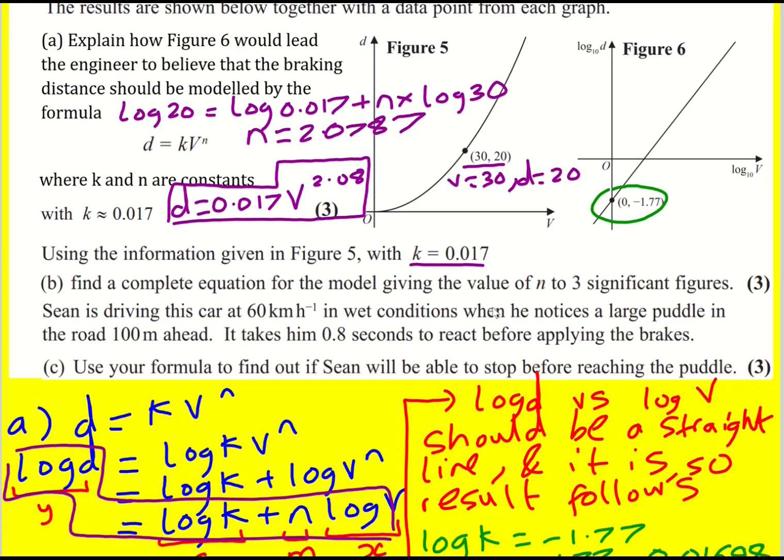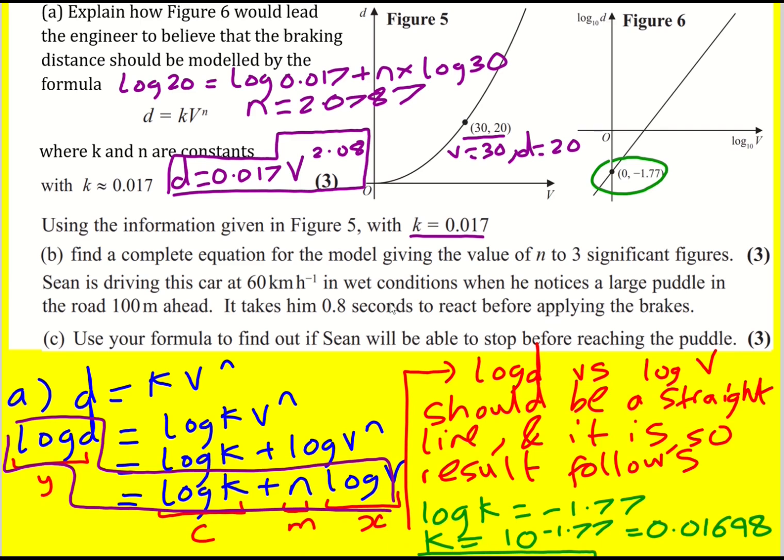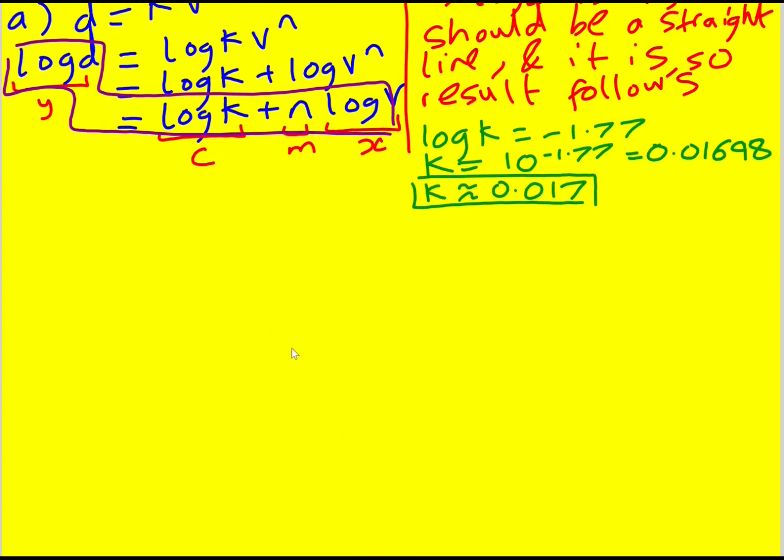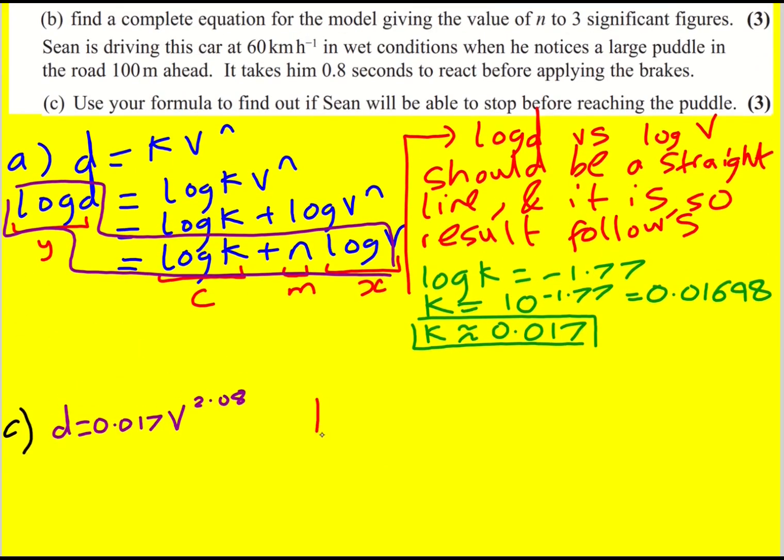Finally, we're told that Sean is driving this car at 60 kilometers per hour in wet conditions when he notices a large puddle in the road 100 meters ahead. It takes him 0.8 seconds to react before applying the brakes. Use the formula to find if Sean will be able to stop before reaching the puddle. So this is our formula. This is actually the braking distance. And there's also a thinking distance for when his reactions essentially from seeing the puddle to starting to brake. Let's work out the braking distance first.